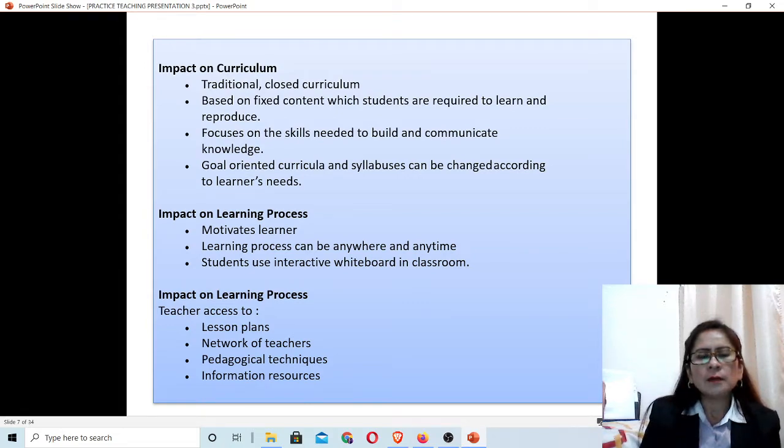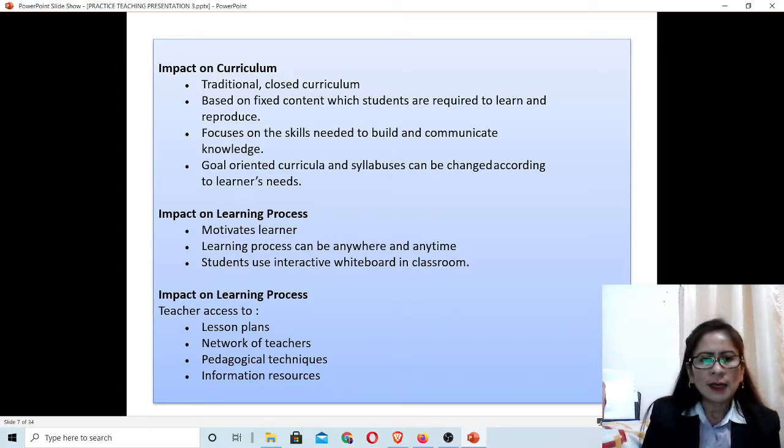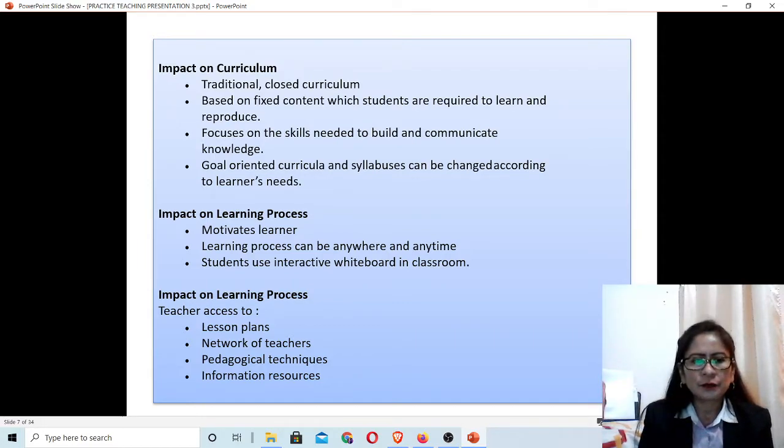Impact on curriculum. Traditional closed curriculum is based on fixed content which students are required to learn and reproduce. The new curriculum focuses on the skills needed to build and communicate knowledge. Goal-oriented curricula and syllabuses can be changed according to learning needs.